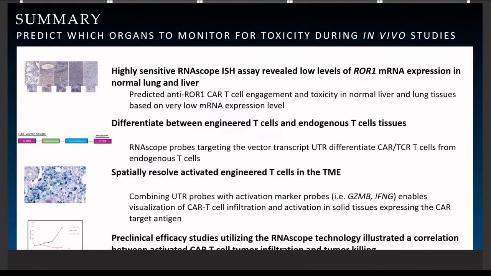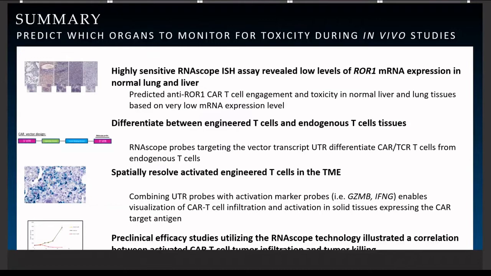So with the RNAscope technology, we were able to assess which of the tissues showed presence of the antigens against which we developed the therapy. We were able to design probes specifically against the CAR vector, identifying the engineered T cells from the endogenous T cells. We were also able to visualize the engagement of these T cells by looking at the soluble factors like granzyme B and interferon gamma.